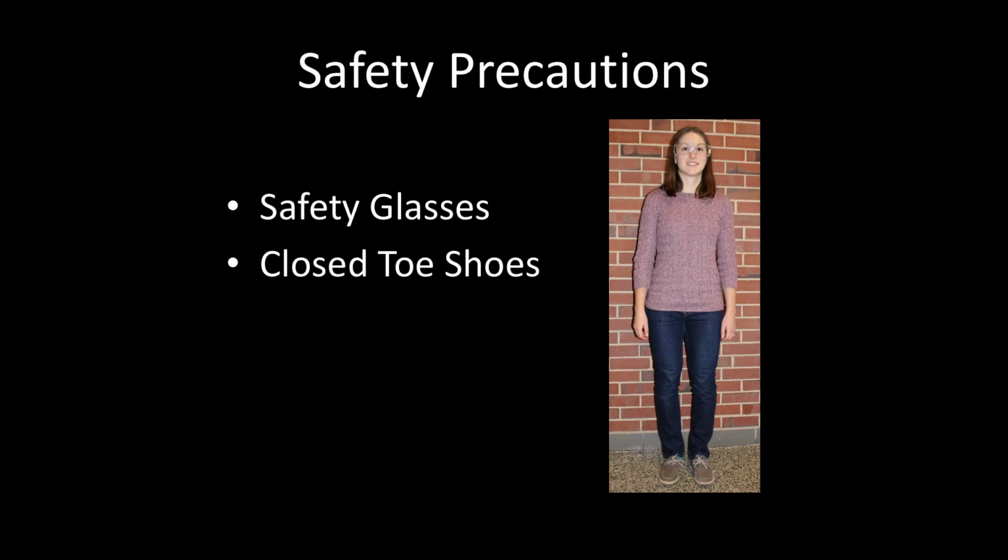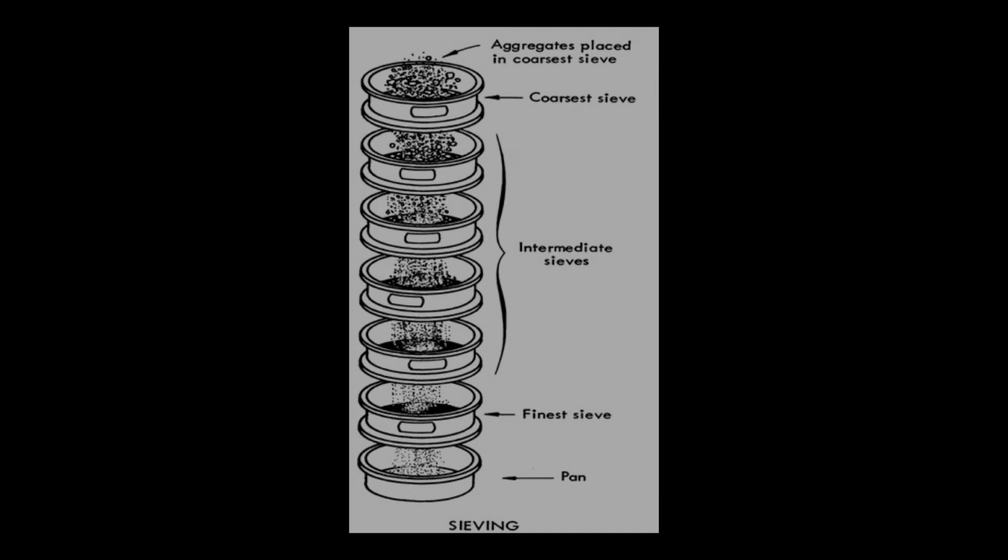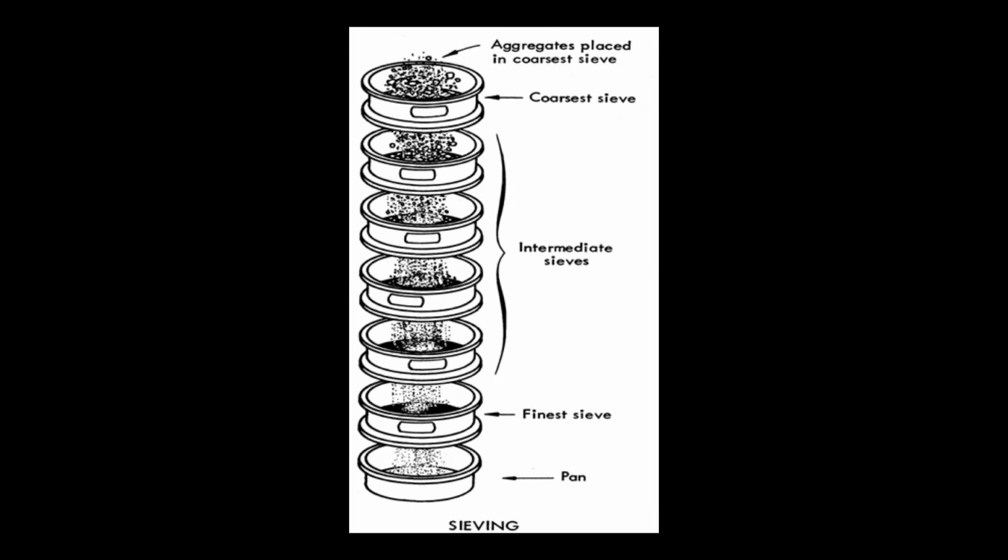When performing sieve analyses, the following safety precautions are required: safety glasses and closed-toe shoes. The following equipment, materials, and supplies are required for conducting sieve analysis: a sieve shaker, sieves, a scale, a brush, aggregate, and a pan. To determine gradation, aggregate is placed on top of a stack of sieves.